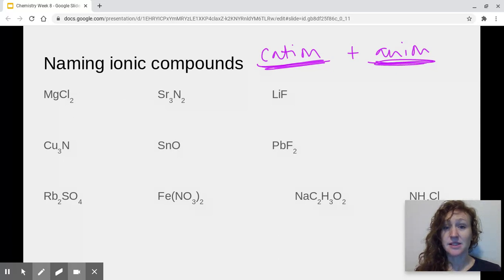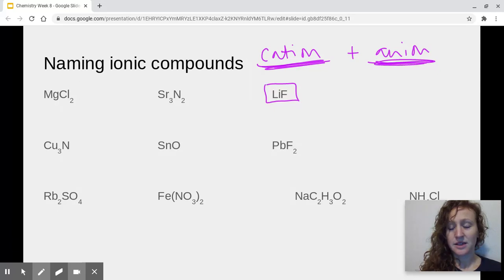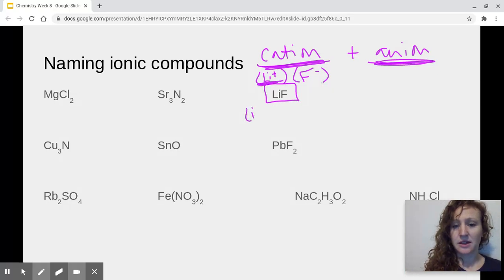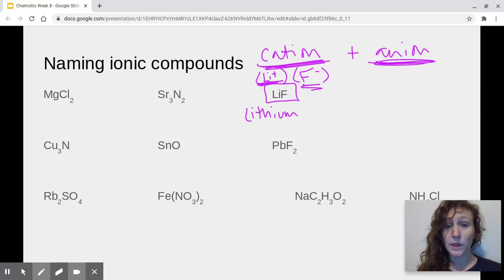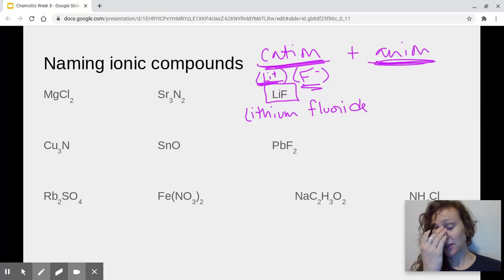For some compounds, this is extremely straightforward. Like this one, we know that this ionic compound has been made from the ion of lithium and the ion of fluorine put together. So we just name the two ions. The name of Li+ is the lithium ion. The name of F- is not fluorine, but it's fluoride. It's the fluoride ion. So the name of this compound is lithium fluoride.